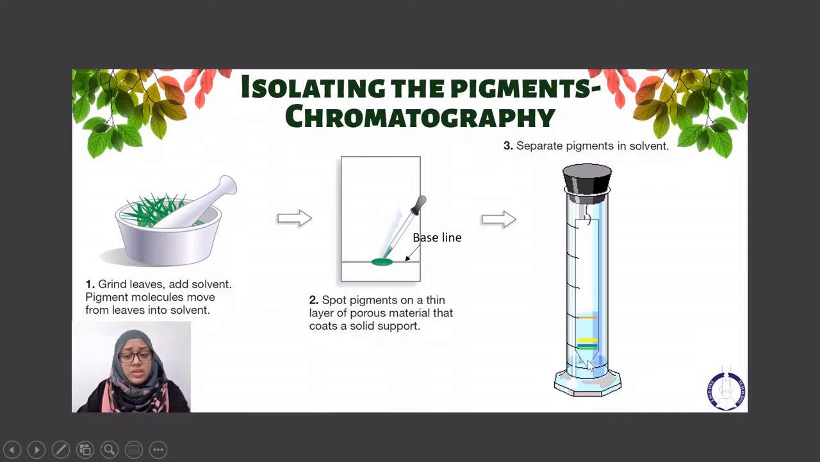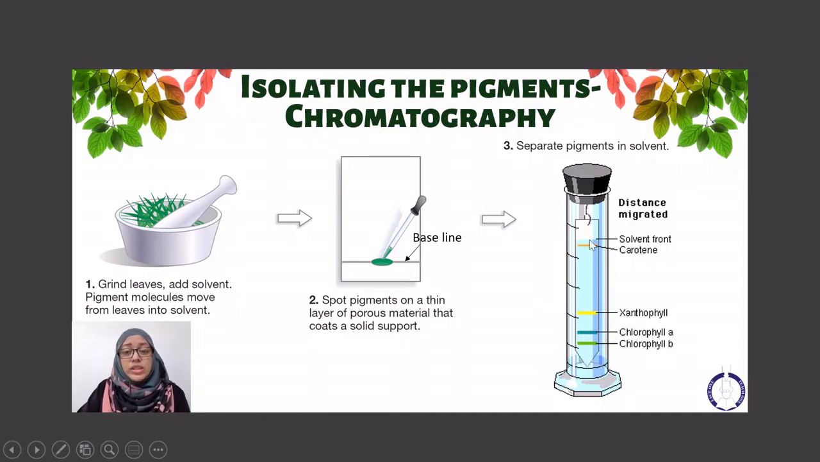So once you do that, the solvent is going to rise up, and as the solvent rises by capillary action, the pigments that were dissolved in it are going to rise up as well, depending on their size and how soluble they are in the solvent itself. So the smaller molecules are going to rise up faster, the more soluble ones are going to rise up faster as well. And you can see they have separated out here.